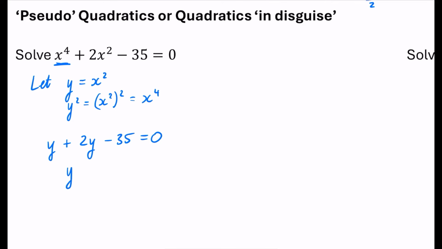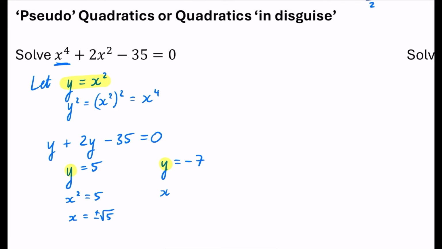So it tells me that y is equal to 5, or y is equal to minus 7. Now, it didn't ask for what y is. It actually wants us to solve it for x. So we need to go back to this part, and we just need to substitute back in. So y is the same as x squared, so x squared is 5. And if I square root this, I get plus or minus the square root of 5.